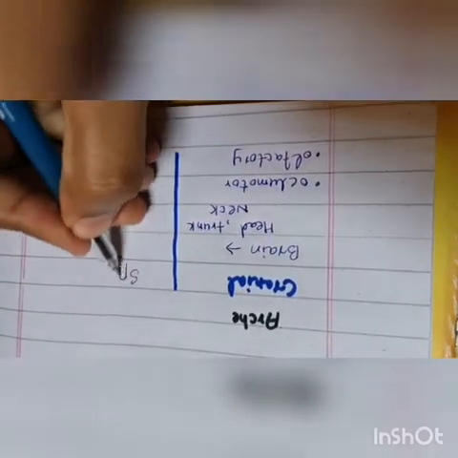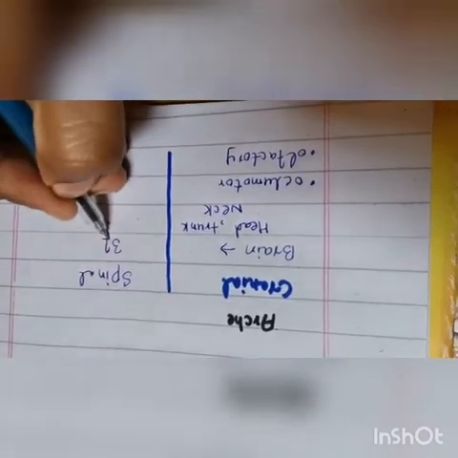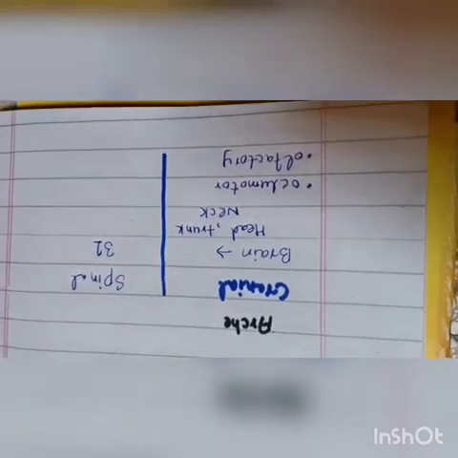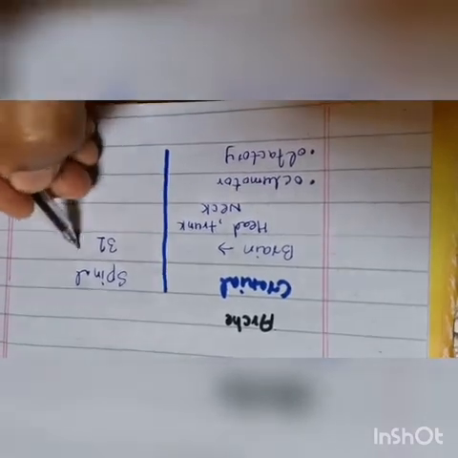And in the spinal nerves we have 31 pairs of spinal nerves. They are in the lumbar, cervical, thoracic, coccygeal, and sacral regions. We have 31 pairs of spinal nerves.